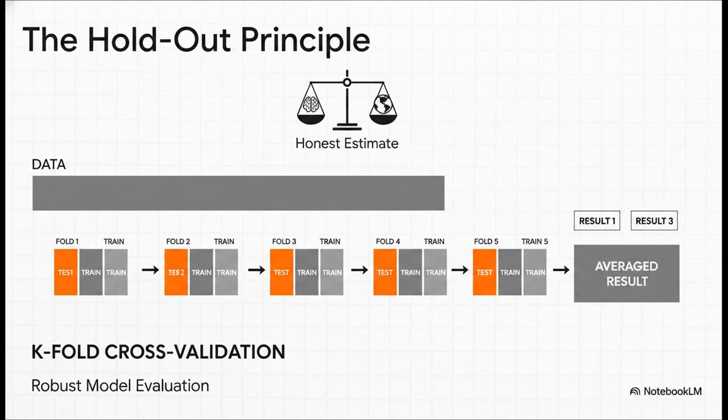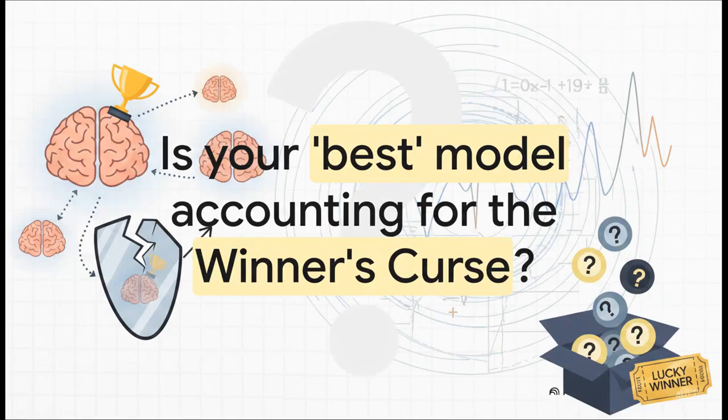It is the absolute bedrock of modern machine learning evaluation, and it forms the basis for even more robust methods like cross-validation, which is really just doing this holdout process over and over again and averaging the results. So the next time you're looking at a leaderboard of models or you see one with an absolutely incredible performance score, just ask yourself, was its performance evaluated on truly unseen data? Or are you just looking at the lucky winner of a hidden lottery, cursed to disappoint the second it faces the real world?